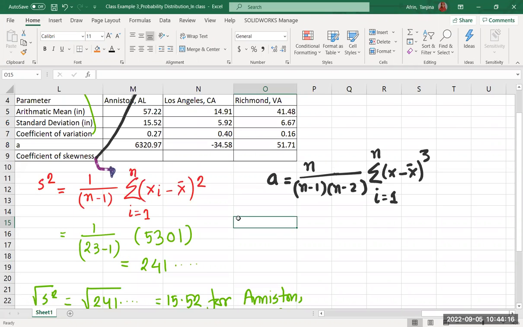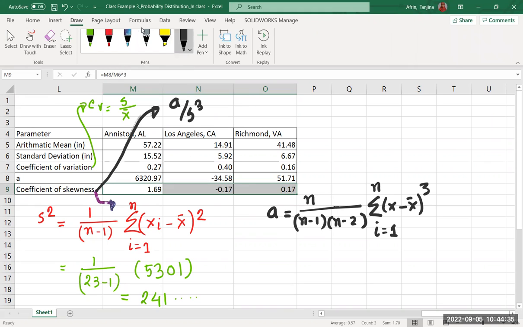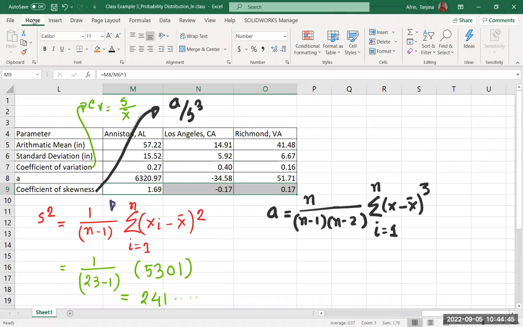All of you? Okay, and once you have A, I just wrote the equation for the coefficient of skewness, which is A over S cubed. Can you calculate these three? A over S cubed, A over S cubed. Okay, there is one confused. This arrow meant nothing. Did you get 1.69, 0.17, and 0.17?